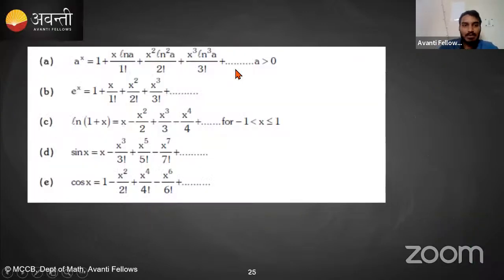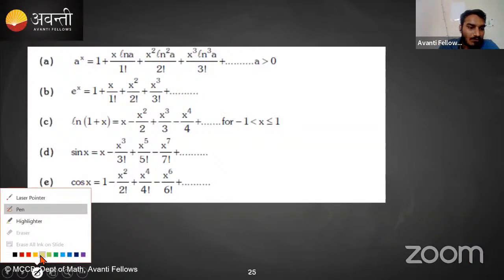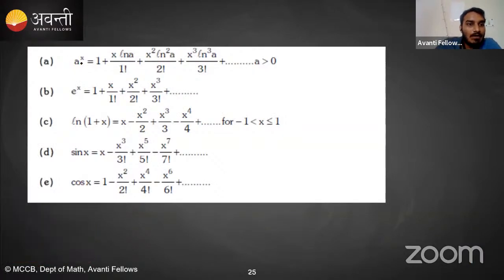So these are some series. First, a raised to the power x is nothing but 1 plus x ln a upon 1 factorial plus x square ln square a upon 2 factorial plus x cube ln cube a upon 3 factorial and so on, up to infinity. Clear? These all series are going up to infinity. This is for a greater than 0. E raised to the power x has the expansion 1 plus x upon 1 factorial plus x square upon 2 factorial plus x cube upon 3 factorial and so on up to infinity.